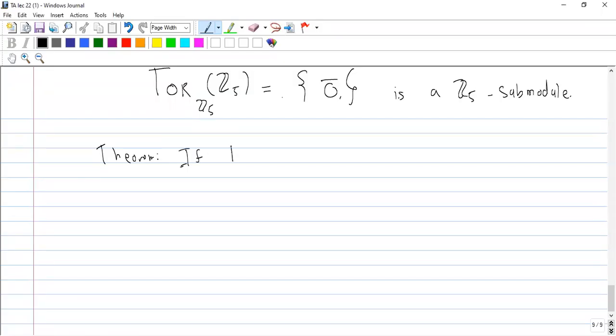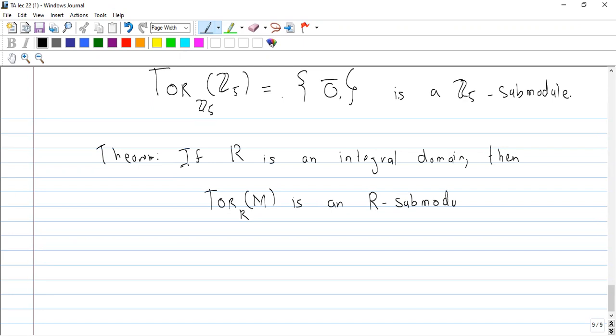So what is the theorem? That if R is an integral domain, then Tor of M is an R submodule of M. So in general, Tor is not an R submodule, but over an integral domain, if R is an integral domain, then Tor of M is an R submodule of M. So we will see that actually this condition is required to show that Tor of M is an R submodule.